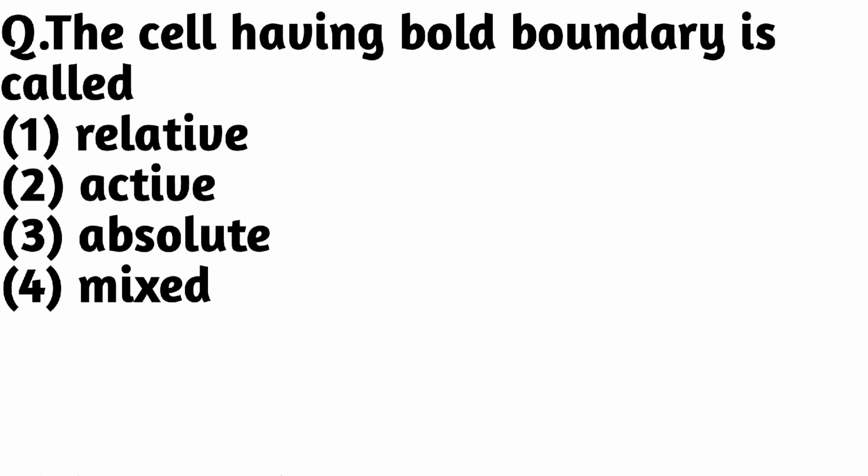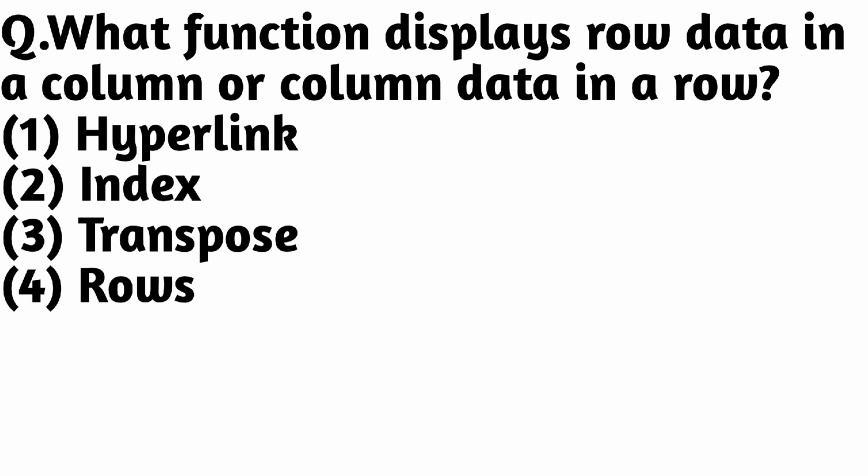Next, the cell having bold boundary is called option 1 relative, 2 active, 3 absolute and 4 mixed. The correct answer is option 2 active. Next question, what function displays row data in a column or column data in a row? Option 1 hyperlink, 2 index, 3 transpose and 4 rows. The correct answer is option 3 transpose.